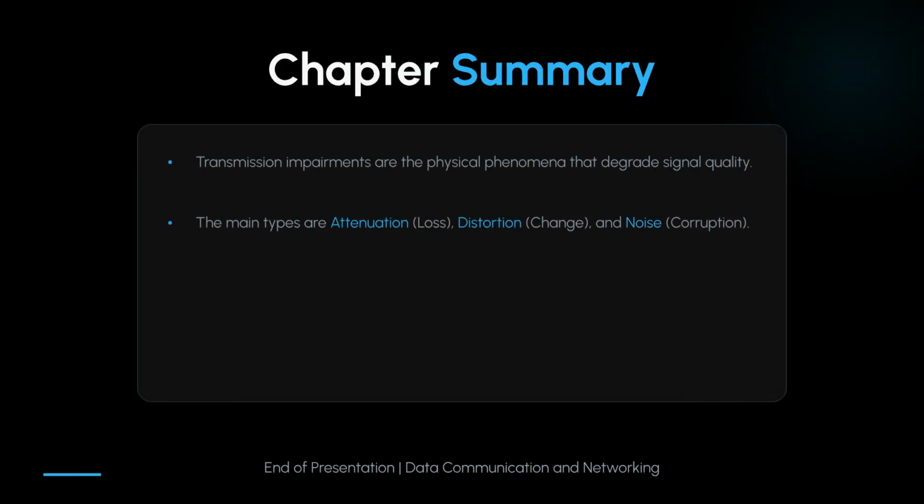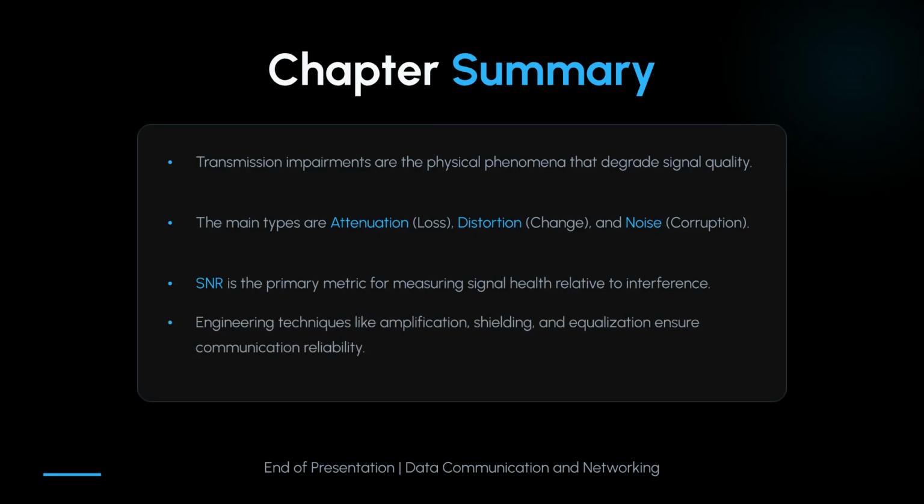In summary, transmission impairments, attenuation, distortion, and noise degrade signal quality. SNR is key for measuring signal health, and techniques like amplification, shielding, and equalization ensure reliable communication.